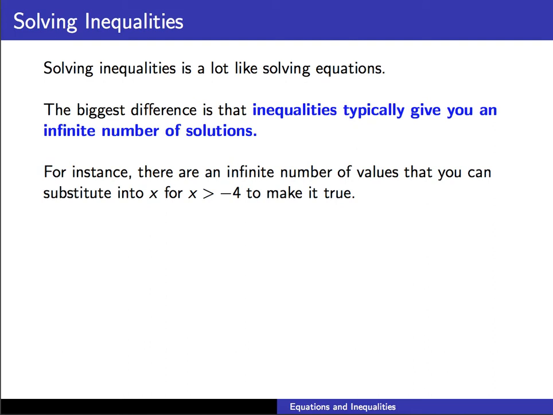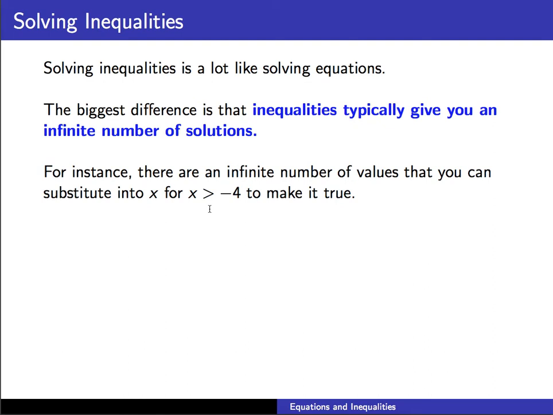For instance, 0 is greater than negative 4. 1,000 is greater than negative 4. Negative 1 is greater than negative 4. 8.675309 is greater than negative 4. So inequalities will typically give you an infinite number of solutions, whereas equations only have an infinite number of solutions when we see those all real numbers answers. Most of the time with equations, we only get maybe one or two solutions, but with inequalities, typically we get an infinite number.